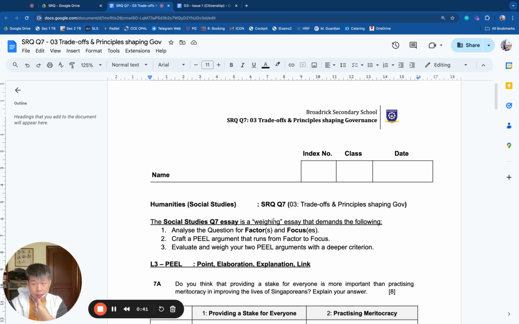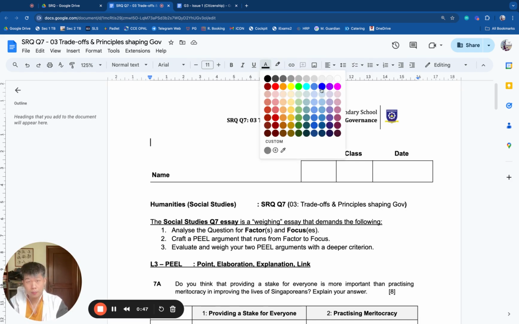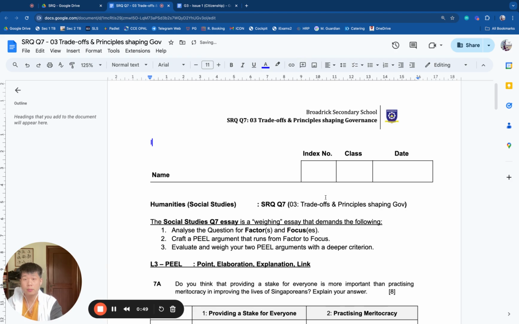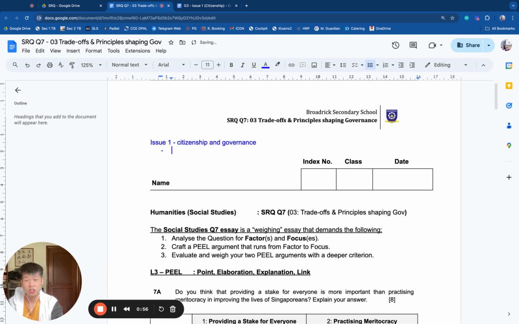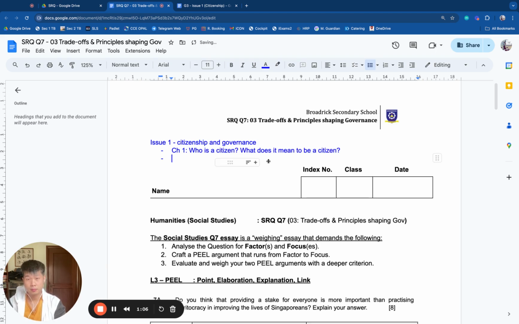So let's start with a recap of what chapter 3 is about. Recall, and you can write this on your worksheet at the top, that issue 1 is about citizenship and governance. And in chapter 1, we learn about who is a citizen. What does it mean to be a citizen? And we said there were some factors that determine what it meant to be a citizen.